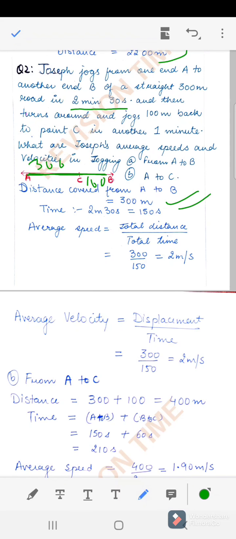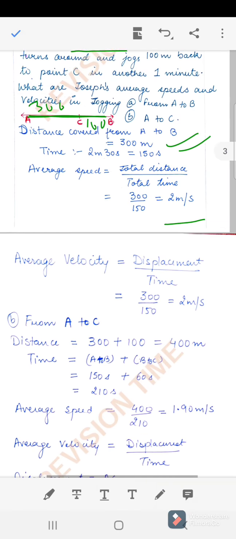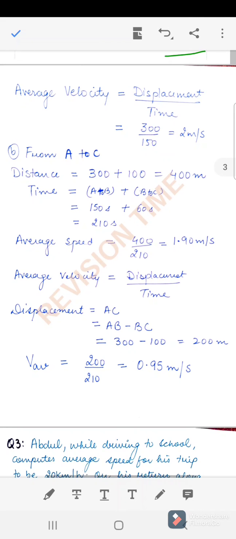So we will find the speed here, which is total distance over total time, that is we will get 2 meters per second. And for the average velocity, we have displacement over time, and displacement here is also 300, because initial position and final position are different, and the shortest path is of 300 meters. So the same will be the displacement. Average velocity is also 2 meters per second here.